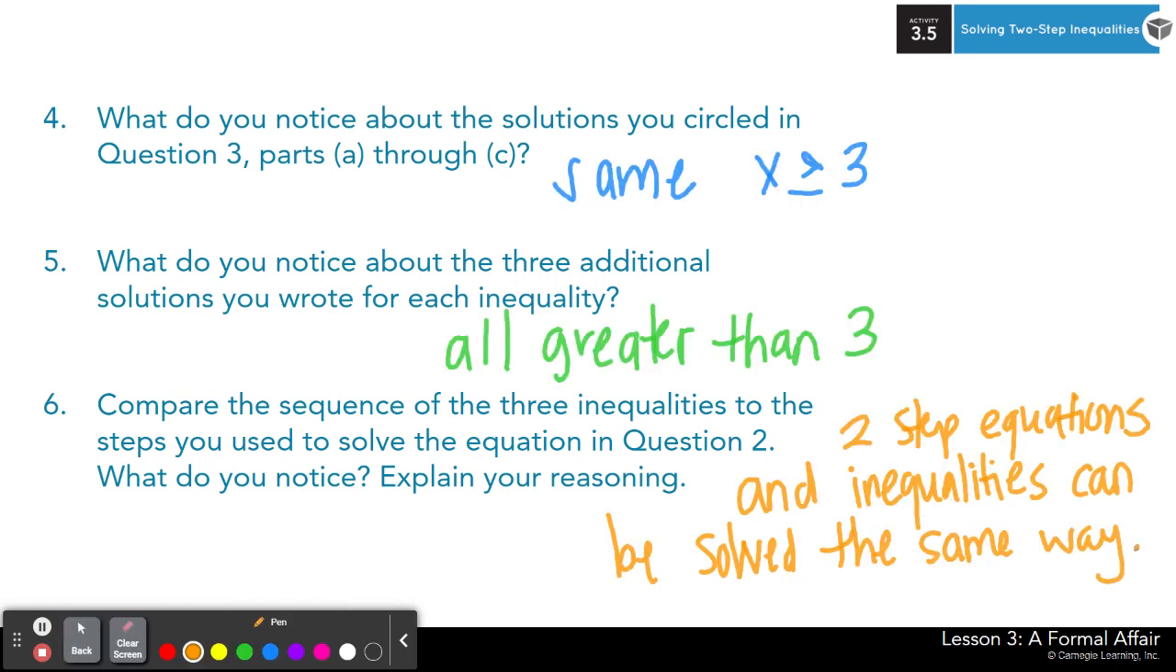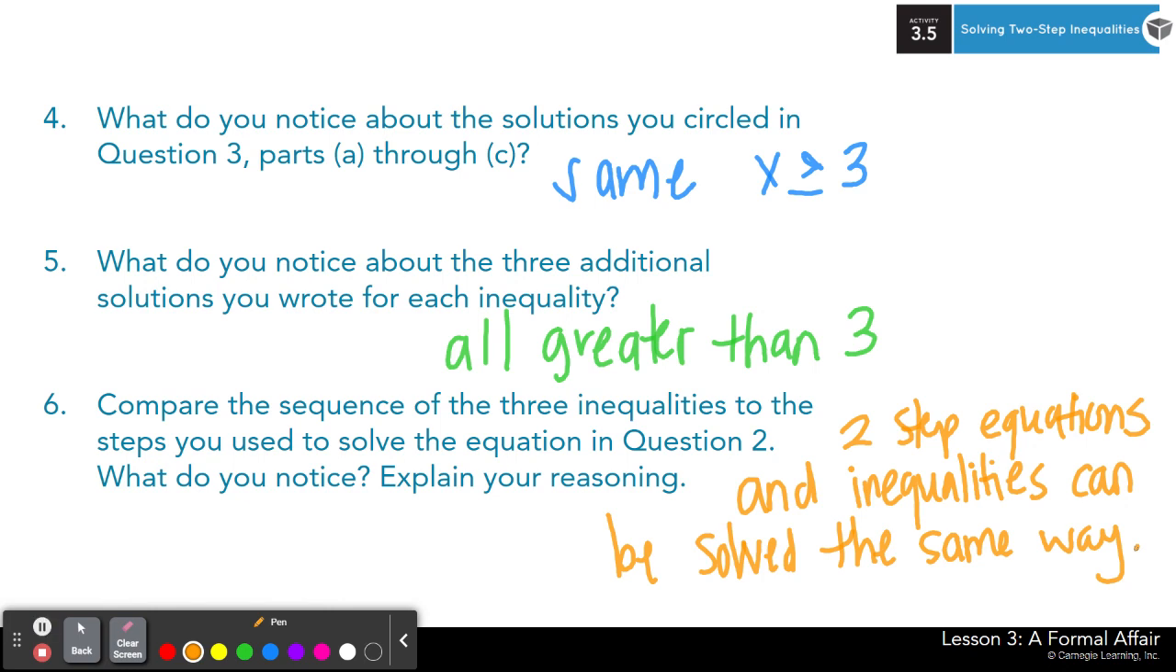And here are my answers. If you notice different things, that is totally okay. For number 4, I just noticed that all the solutions were the same. For number 5, I noticed that my additional solutions were all greater than 3. And for 6, I noticed that two-step equations and inequalities can be solved the same way. But I have an additional question for you.